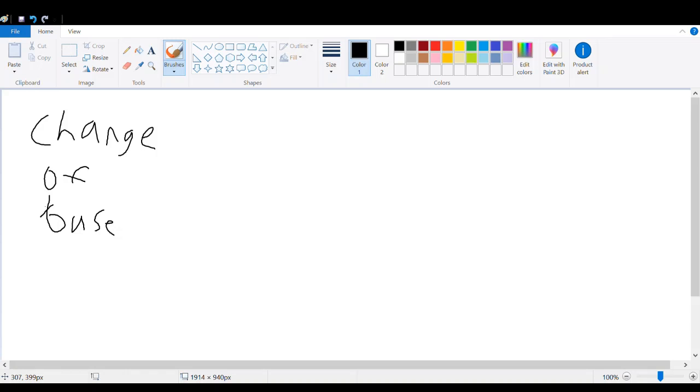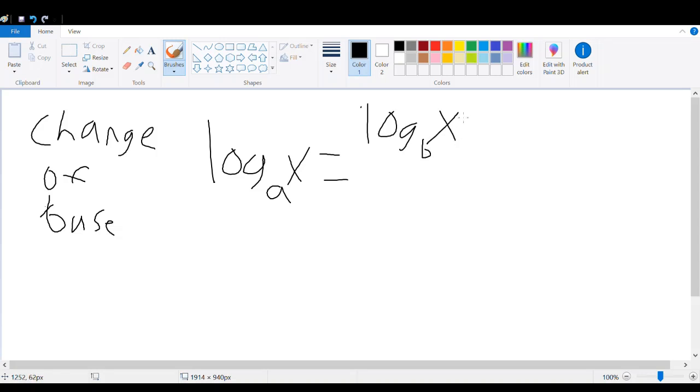So we have log base a of x equals log base b of x over log base b of a, where b is the base that we want to change it to. So if we want to change it to log base 10, b will equal 10.